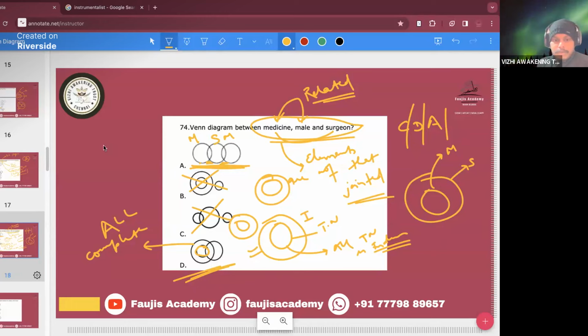This is your surgeon, and this is the medicine. A few of the medicine men will be related, and a few of the surgeon will be there.